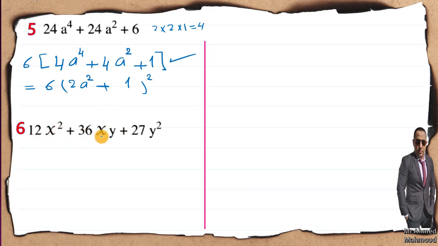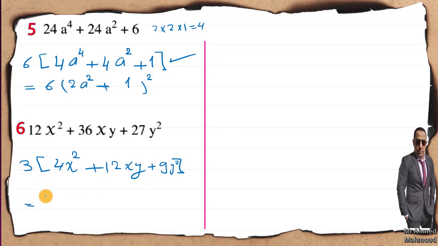Okay, here I have x to the power of 2, x and x to the power of 0, so the order is correct. 12, 36 and 27, they are in the 3 table. So I'm going to write 3 and open a bracket like this. 12 divided by 3, 4x to the power of 2. 36 divided by 3, positive 12xy. 27 divided by 3, positive 9y to the power of 2.